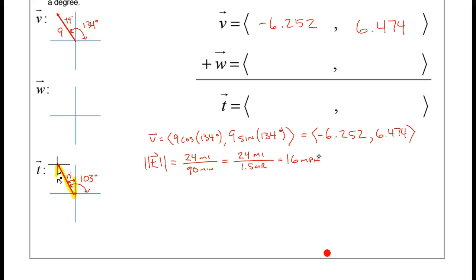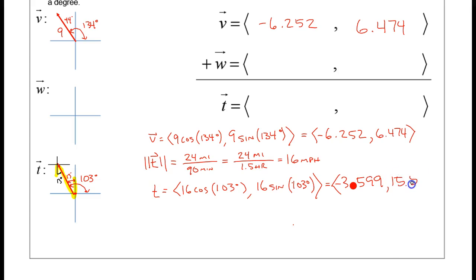Well, I know its magnitude, I know its direction, so now I can figure out what the component form of t is. The component form of t will be 16 times the cosine of 103 degrees, and then 16 times the sine of 103 degrees. When you crank that out in your calculator, you're going to get negative 3.599, comma, 15.590.